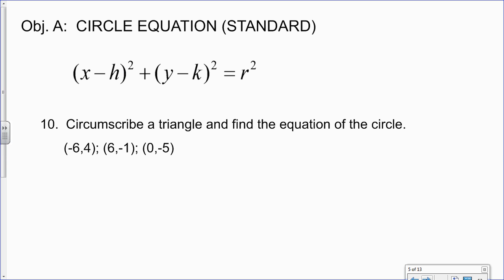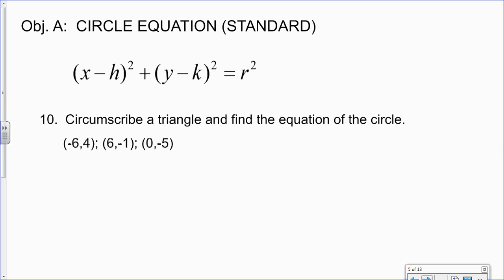So let's find the equation of a circle that would circumscribe this triangle, and then we'll sketch it. I'm going to sketch the triangle first so I know which side is my hypotenuse. The hypotenuse is always going to be your longest side. You might have to check distances, you might have to use the distance formula if it's too hard to tell. But most of the time we should be able to tell.